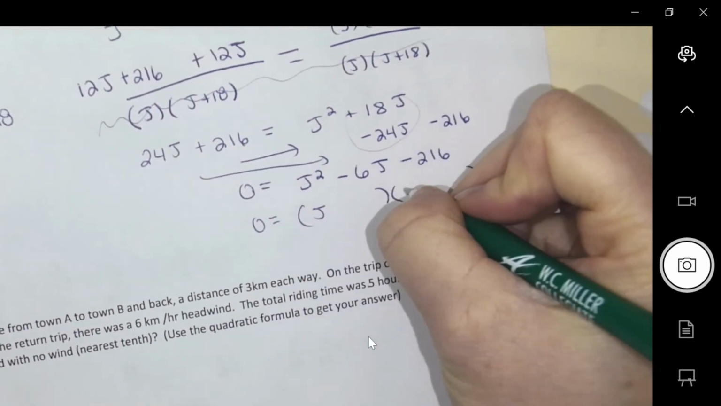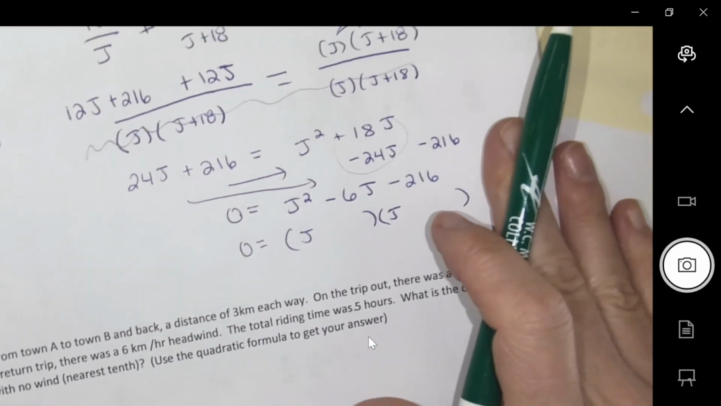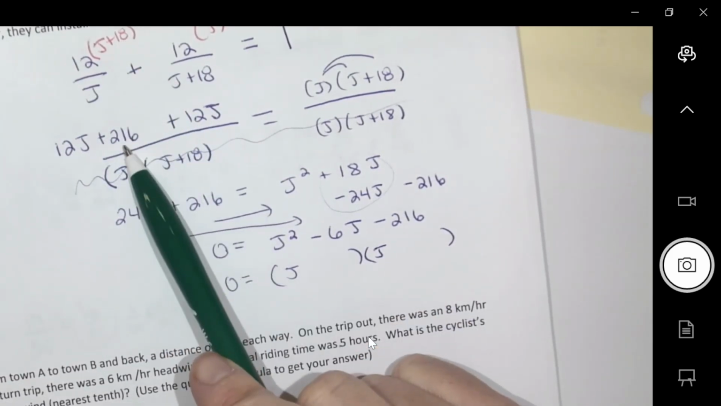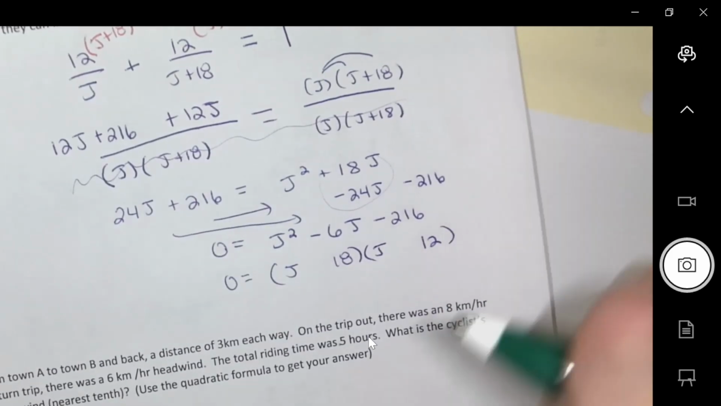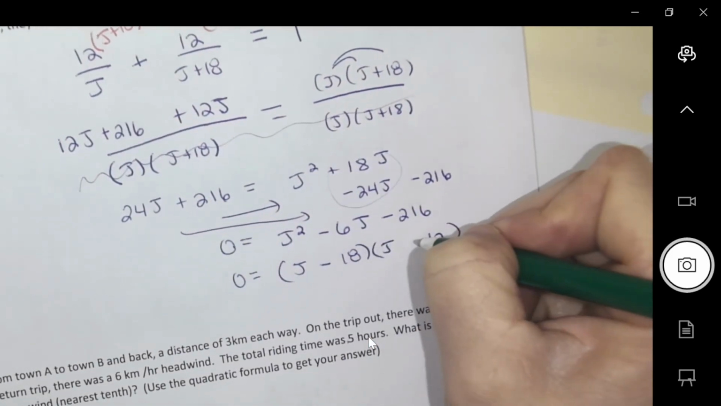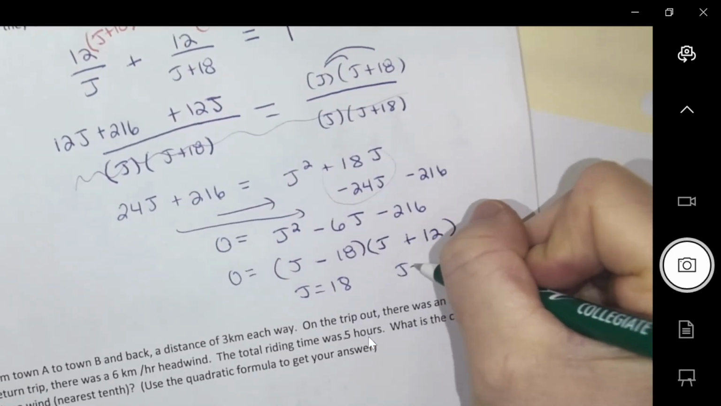And then I think somebody had told me they thought this was going to be a simple trinomial. So that's good. And I need two numbers that multiply to 216 and then add to negative 6. And I'm going to give you a big hint. You're actually looking at the numbers. 18 times 12 made 216, and 18 and 12 will make a 6. So 18 times 12 is 216. We need a minus, plus. So J equals 18, J equals negative 12.